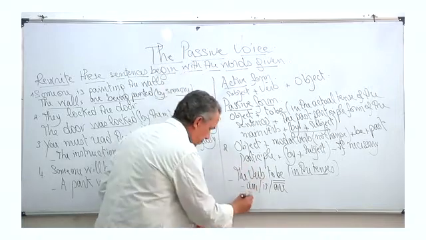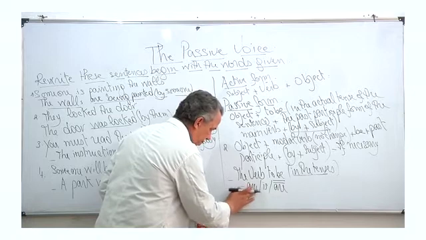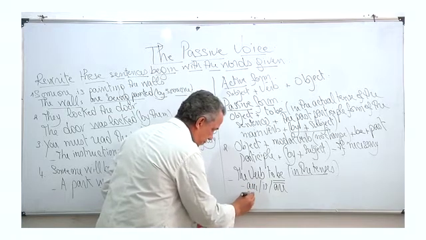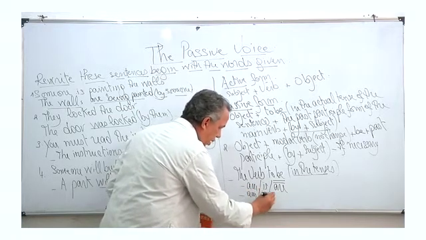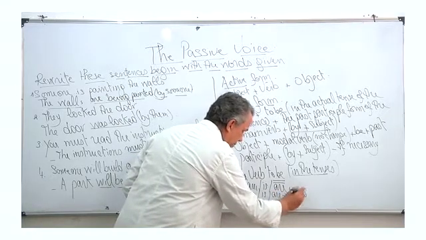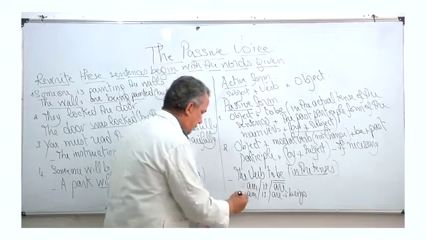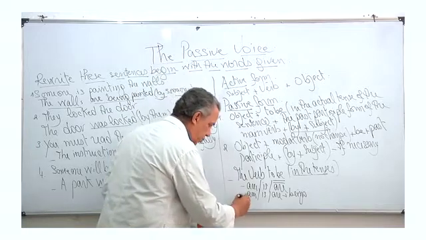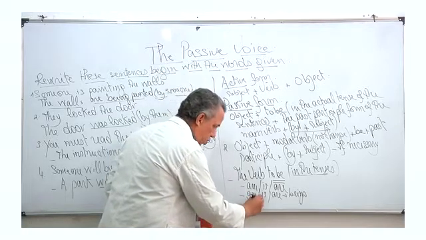I am, is, are, plus being. I am being, he is being, it is being, etc. Simple past form of the verb to be: was, were.